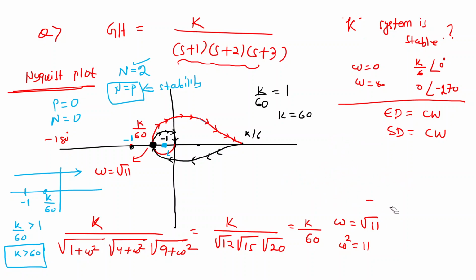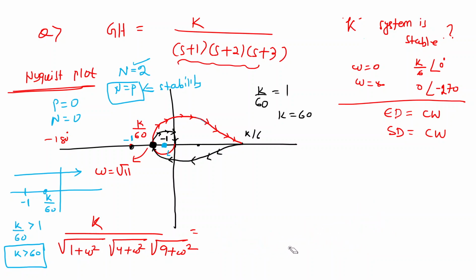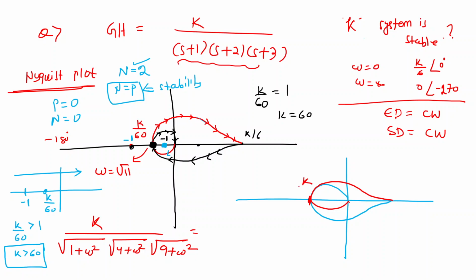Now I am just doing the Nyquist plot for you again, just drawing that line, and the K by 60 also. I'm just drawing for you. So let me see, this is my plot. This is my plot, right? Now, this point is K by 60, you know.